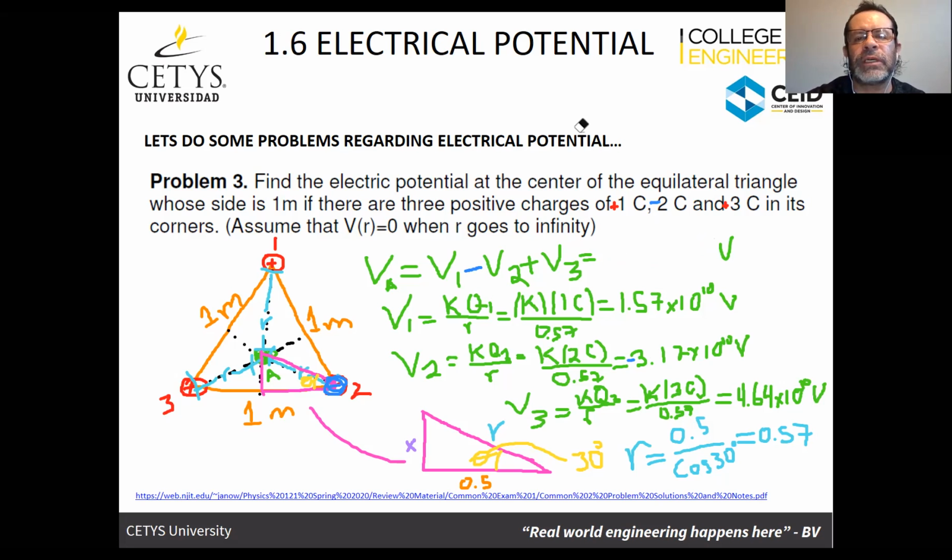Can somebody do that calculation, please? And just so we can see the difference, if the two would have been negative. It would be 3.09 times 10 to the 10. And notice that it's less than the other one.